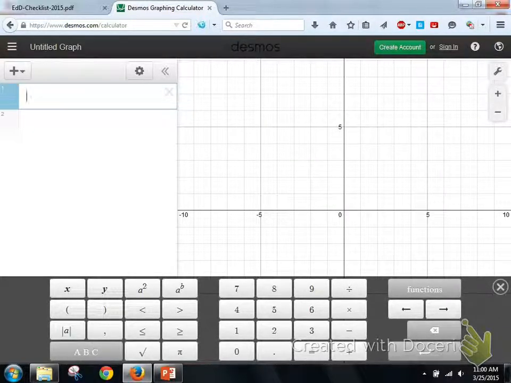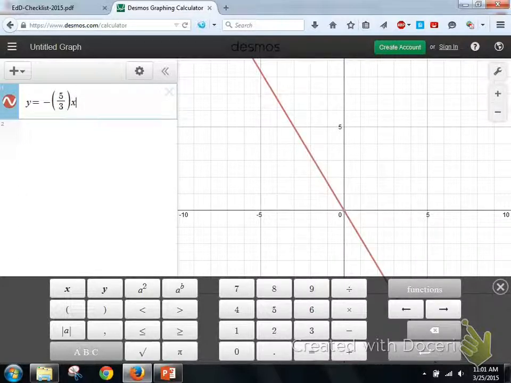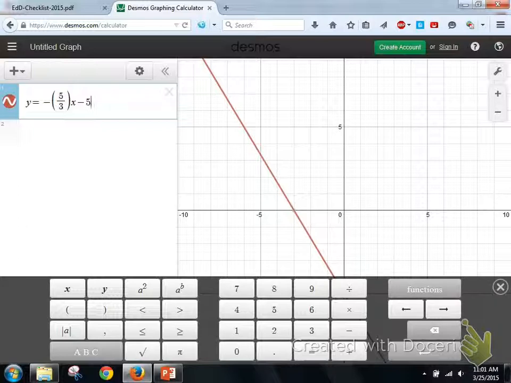So can someone read off the first equation to me? Y equals, so watch what I'm going to do. Y equals negative 5/3. So I'm going to write negative, and then open parentheses, 5/3, which is 5 divided by 3, right? You see that? 5/3 x. You see I went outside the parentheses for x? Minus 5. Okay, that's the first one. That's the graph of it. See how easy that is to graph?